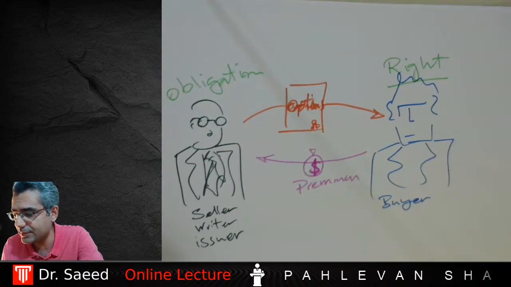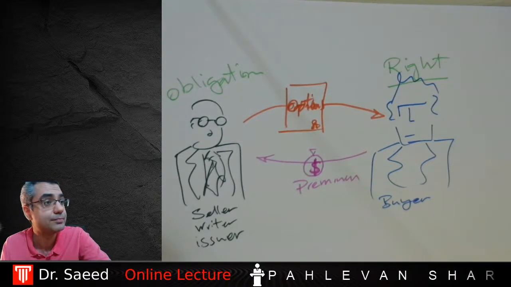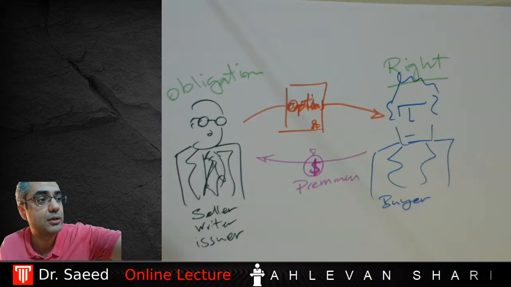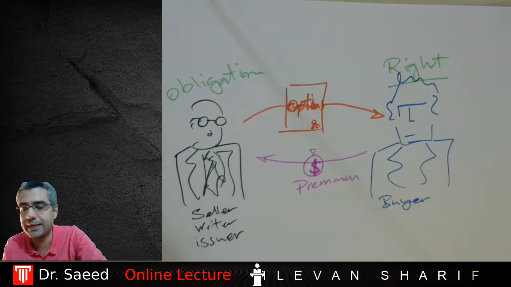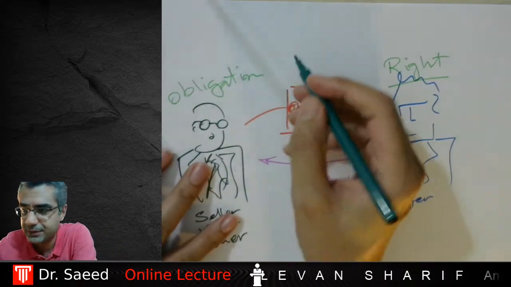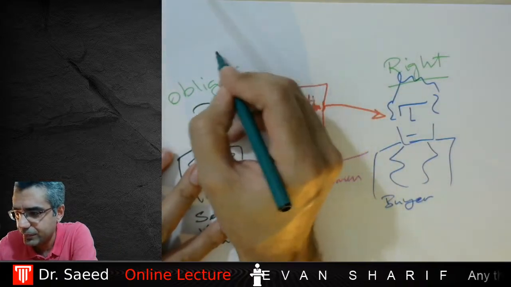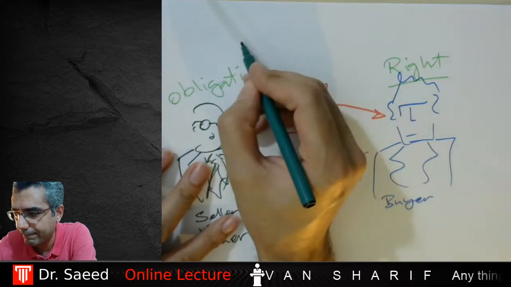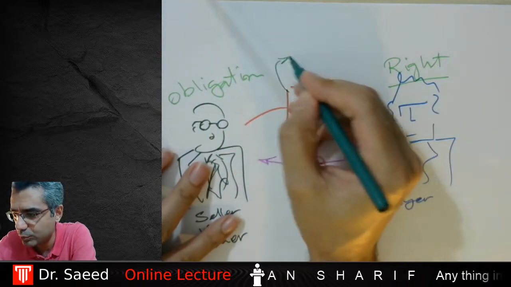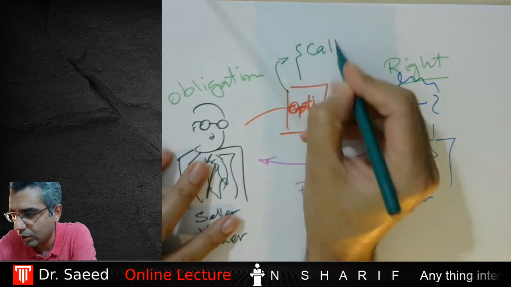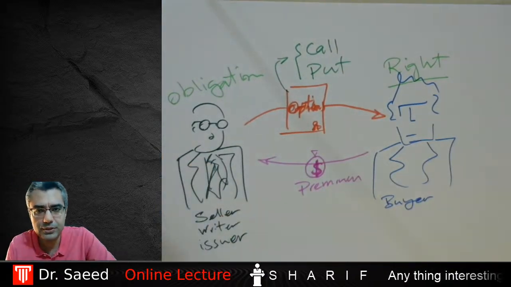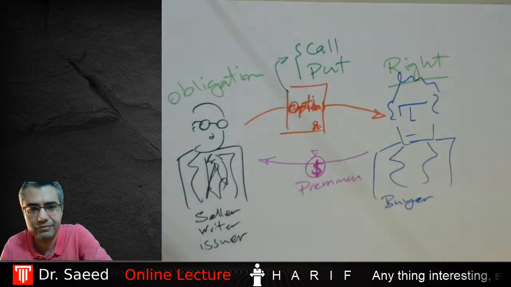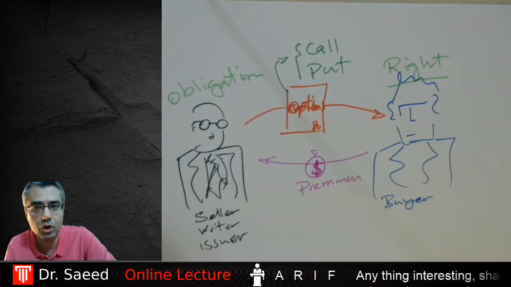Now, for options, we have two types. We have call and we have put. So options have two types, call and put.